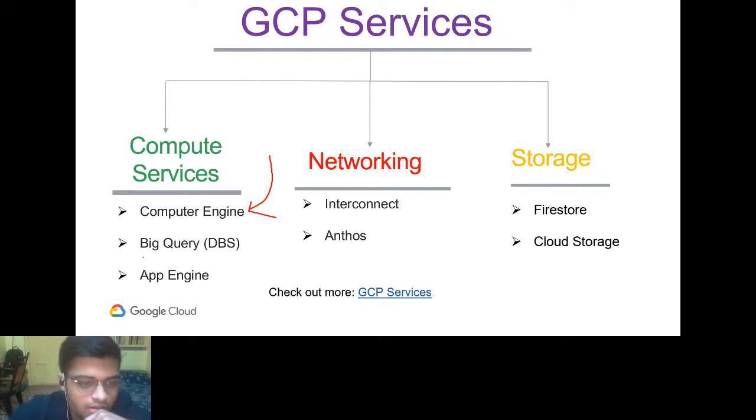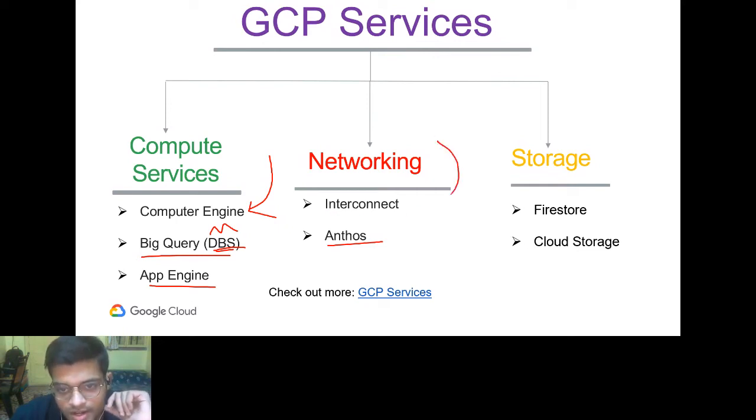So yeah, other than that, you have BigQuery, that is a database service. You have App Engine. I told you about App Engine. Anthos, let's come back to Anthos. Interconnect. Cloud Interconnect helps you to connect services inside the cloud. Suppose you want to connect your Compute Engine with your Firestore or maybe your network VPC. Well, you would use Interconnect. VPC is already present in the Compute Engine, but for something like storage or BigQuery, you would use Interconnect.